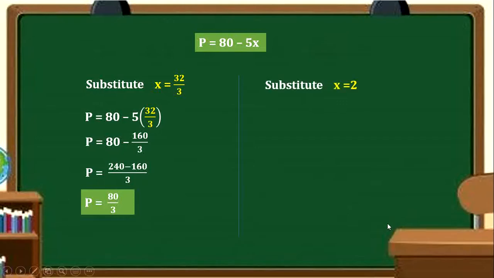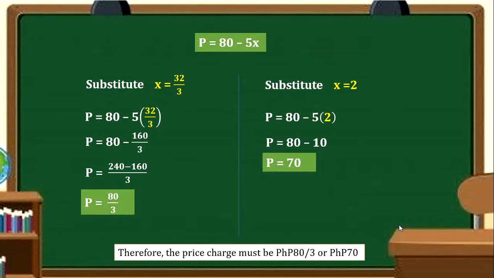Next, paano naman kapag yung x ay 2? So, substitute natin si 2, so magiging 80 minus 5 times 2. So, that is 80 minus 10. So, the price is 70. So, therefore, the price charged must be 80 over 3 pesos or 70 pesos para ma-reach yung kita na 2,240.